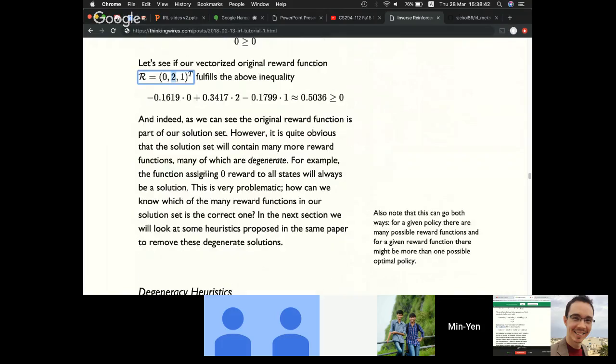So as we can see, the original reward function is part of our solution set, right? However, it's quite obvious that the solution set will contain many more reward functions. Many of them are degenerate. For example, a function which assigns 0 to all states will also always be a solution. So that's a problem. How can we know which of the many reward functions in our solution set is the correct one? In the next section, we will look at some heuristics to get rid of those.